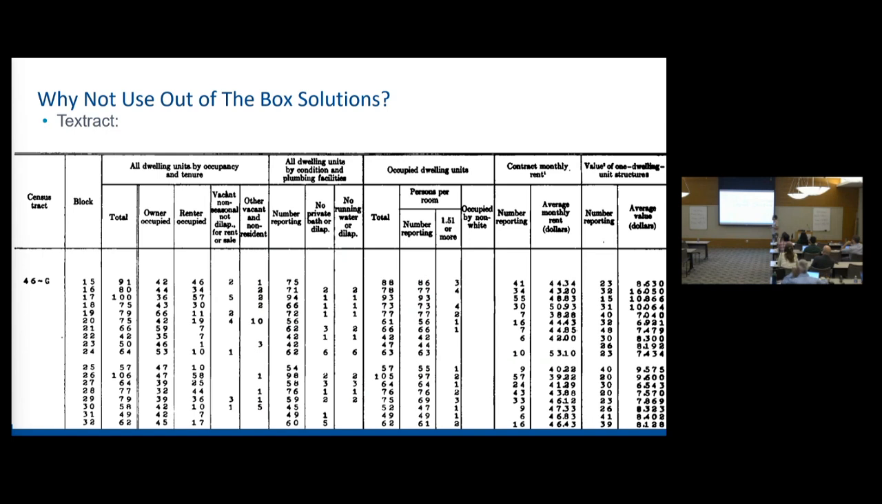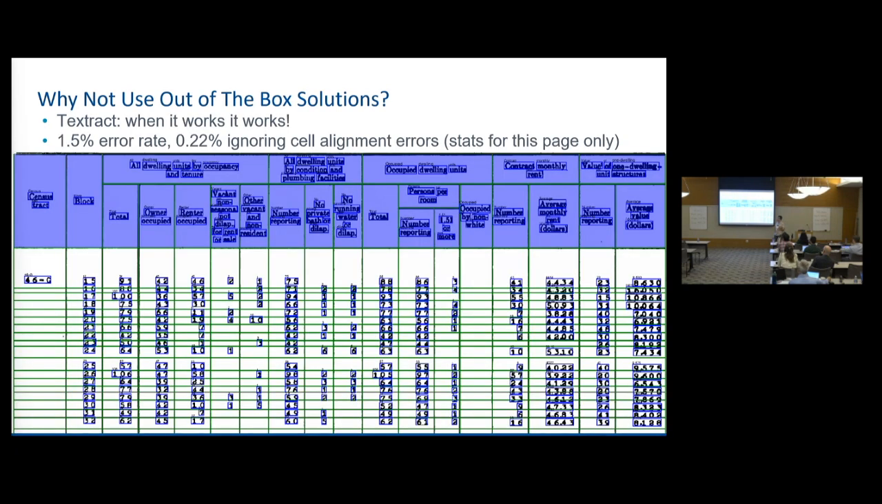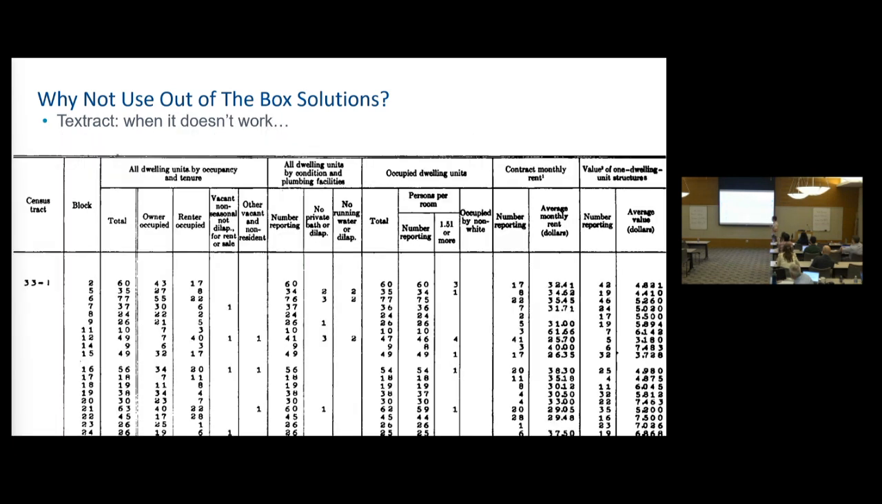Okay, so another thing that a lot of people use is Textract. So here we can get to a more complicated problem. And with Textract, when it works, it really works. So for this table, which I've cherry-picked to be a positive example, it has a 1.5% error rate. And if you ignore little table structuring errors and just think about the text recognition task, it's got a 0.22% error rate. And the algorithm that I use to structure the data, you could use on Textract equally well. So you can really think about it as that 0.22%. However, when Textract doesn't work, it doesn't work.